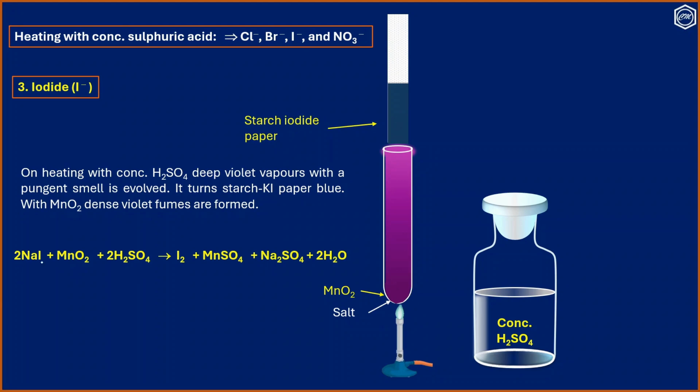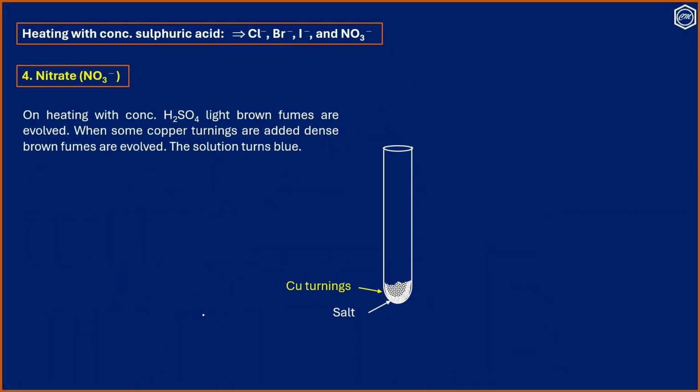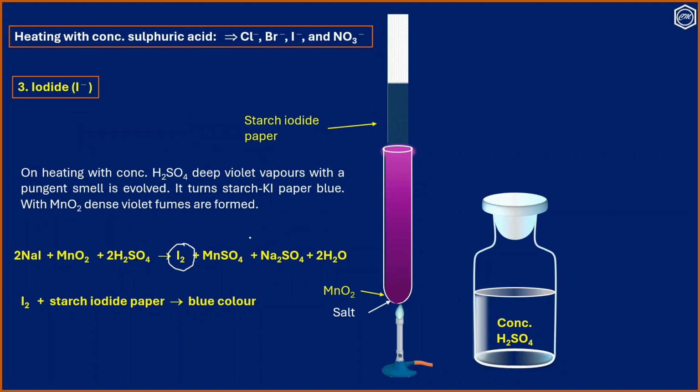Suppose that you are given sodium iodide. Sodium iodide in the presence of manganese dioxide reacts with the sulfuric acid, releasing iodine. And the iodine formed reacts with the starch potassium iodide paper, and it turns blue in color due to the formation of a complex formed by I3 minus and starch.